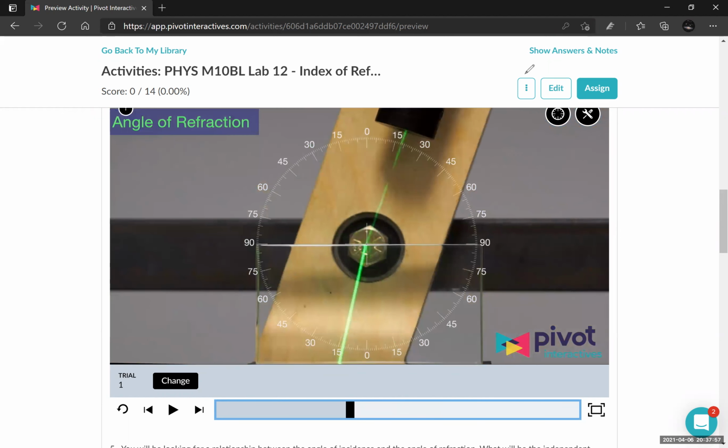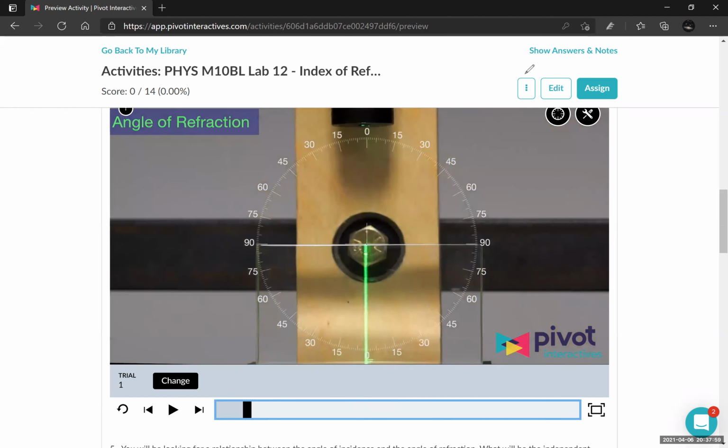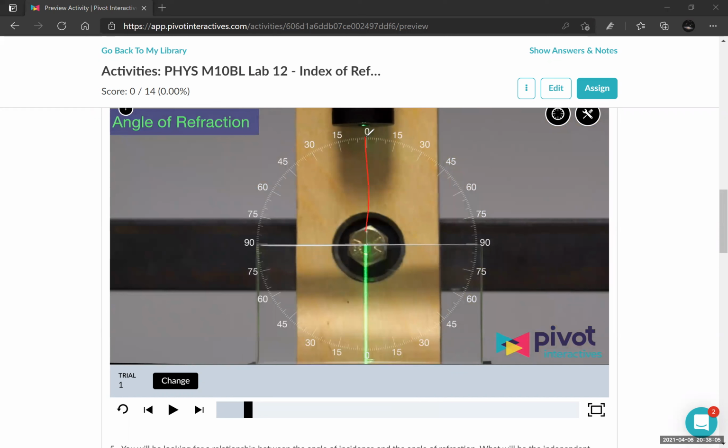For example, if you start from here, you can see that the light comes pretty much like this, so it's parallel to the normal. That means your first measurement will be 0 for theta 1, and it's 0 for theta 2 as well. So it's 0, 0 for theta 1 and theta 2. But then you're going to make measurements every 5 degrees.